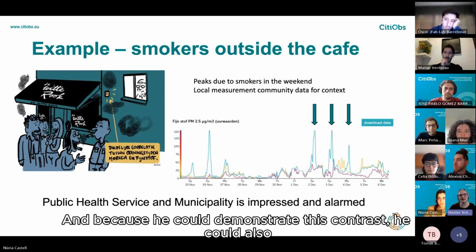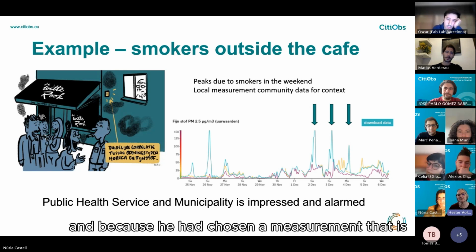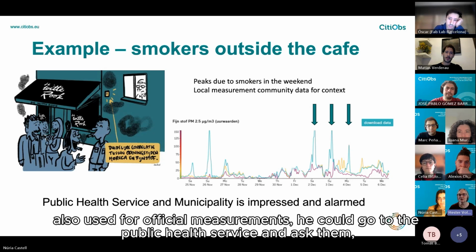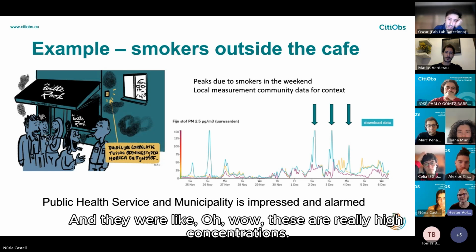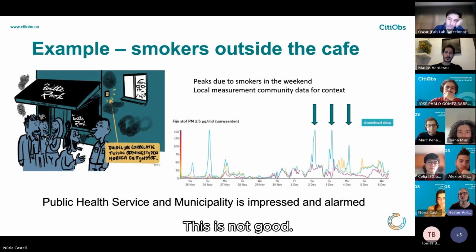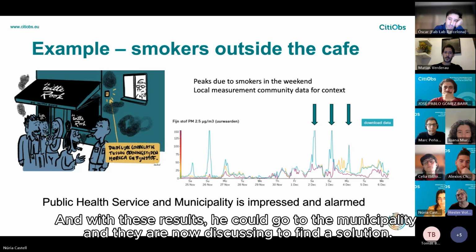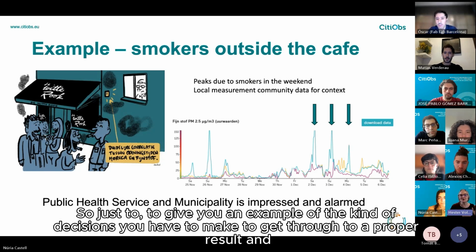And because he could demonstrate this contrast, and because he had chosen a measurement that is also used for official measurements, he could go to the public health service and ask them, hey, what do you think about that? And they were like, oh, wow, these are really high concentrations. This is not good. And with these results, he could go to the municipality, and they are now discussing to find a solution. So just to give you an example of the kind of decisions you have to make to get to a proper result.